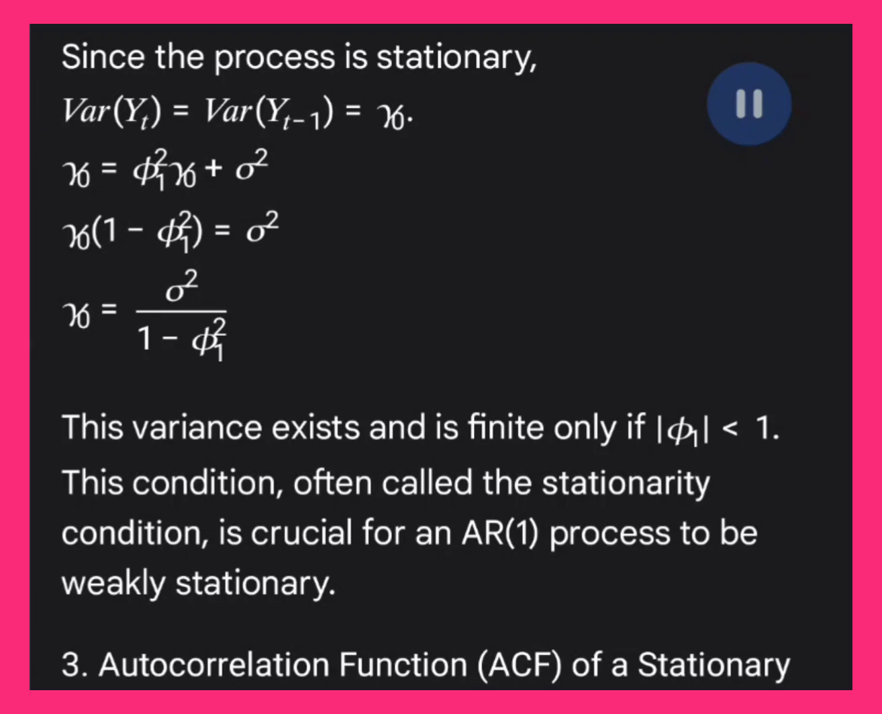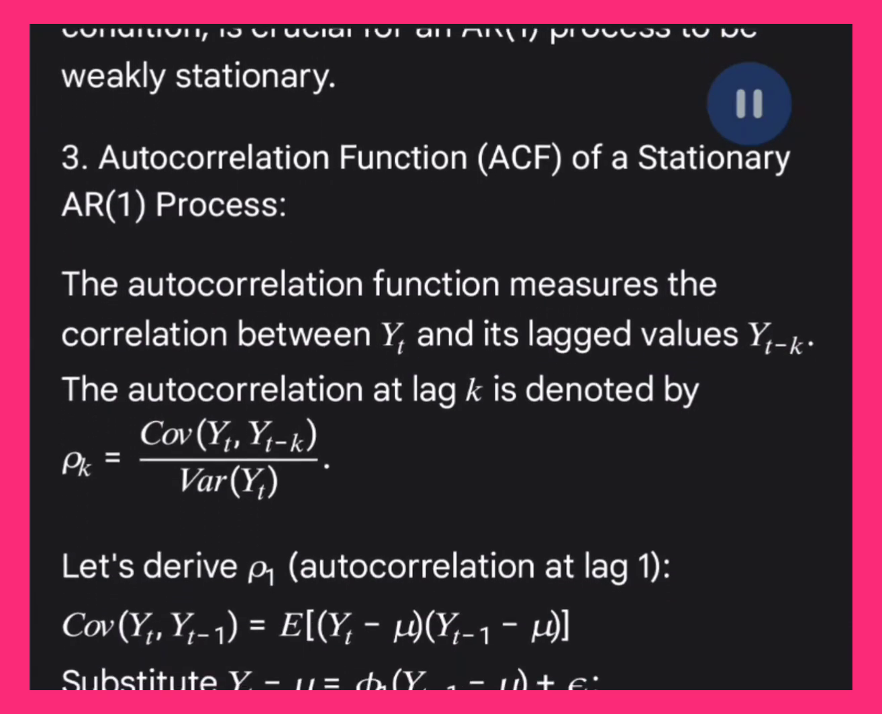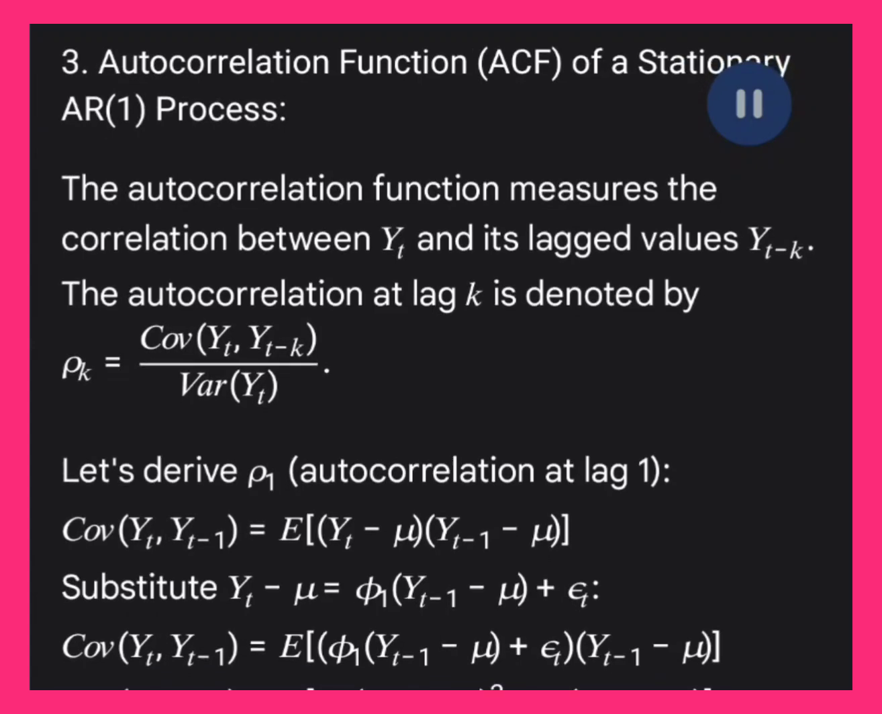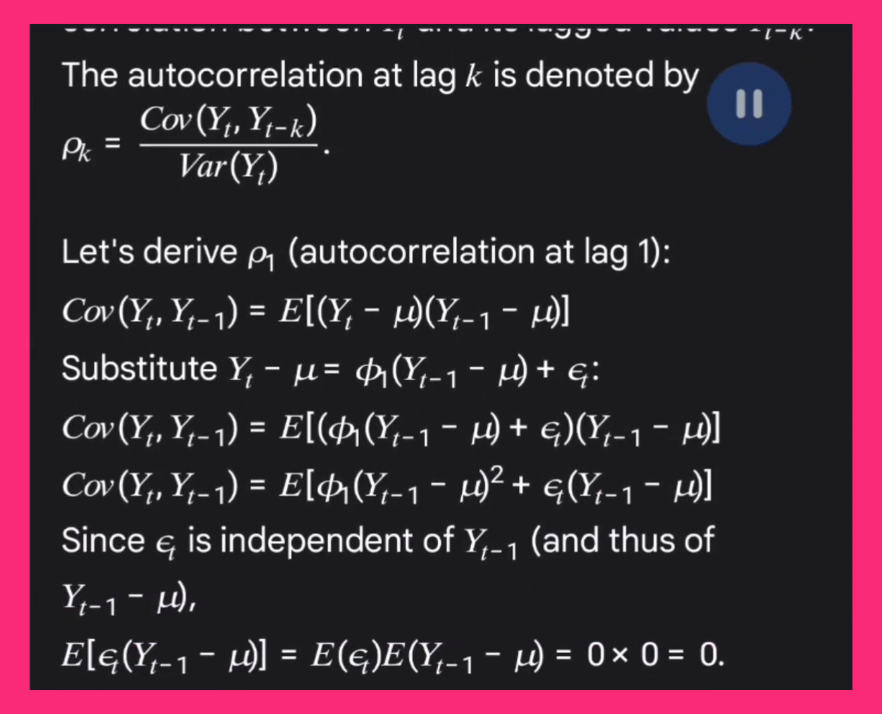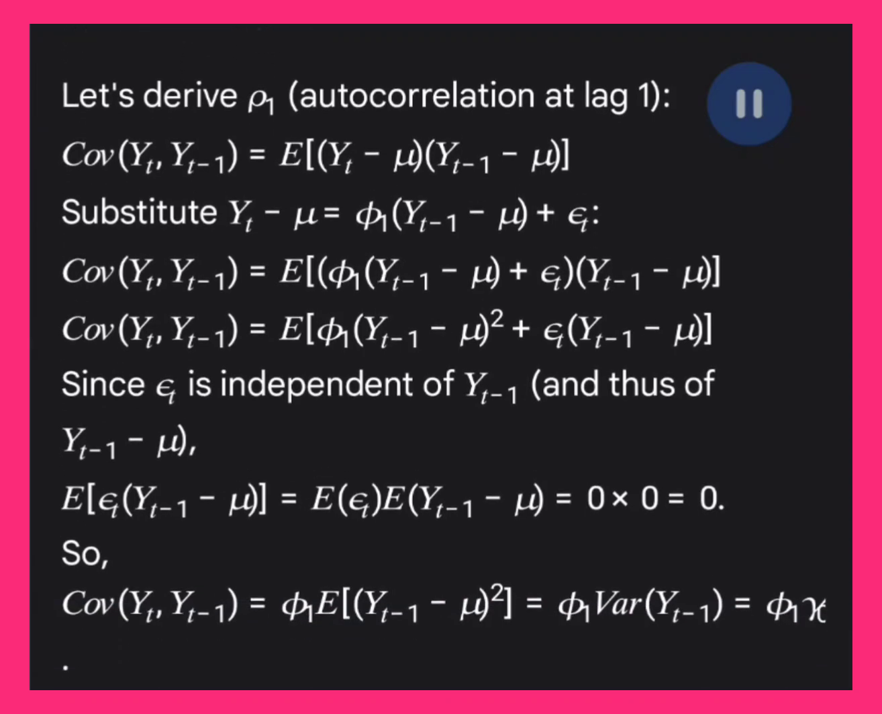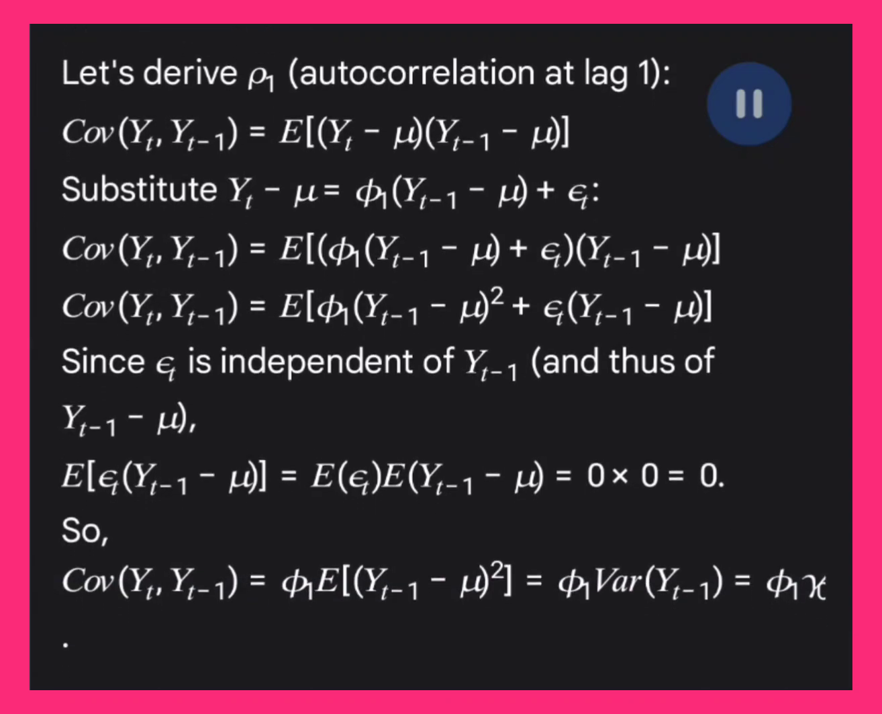3. Autocorrelation function, ACF, of a stationary AR(1) process. The autocorrelation function measures the correlation between y_t and its lagged values y_{t-k}. The autocorrelation at lag k is denoted by ρ_k = Cov(y_t, y_{t-k}) / Var(y_t). Let's derive ρ_1, the autocorrelation at lag 1. Cov(y_t, y_{t-1}) = E[(y_t − μ)(y_{t-1} − μ)].